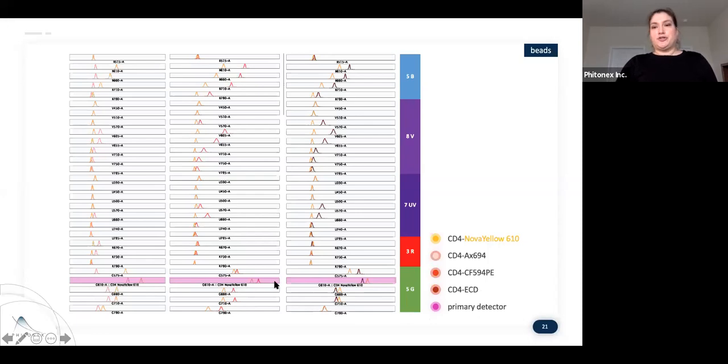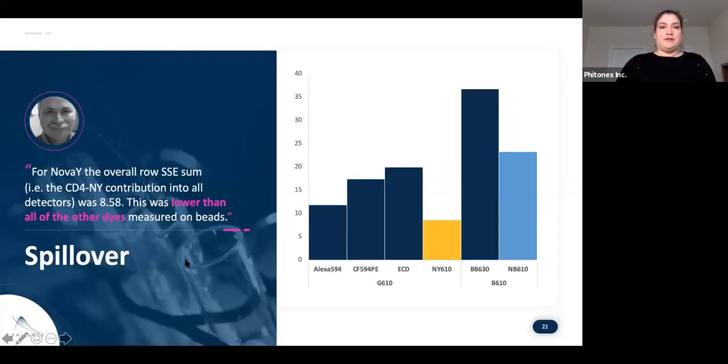It's indicated in this sort of orangey yellow color. But also its background is quite low when you look at that versus other dyes that are here. So in terms of fluorescing in other channels that we don't want to see, there's not a lot of spillover. And in fact, Steve did this analysis looking at the spectral spillover. And what you can see here is that it was actually in the Nova Yellow 610, this was lower than all the other dyes that were measured on the beads. There's a little more spillover with the Nova Blue 610 comparator, but they're both lower than a number of the other direct competitors out there.